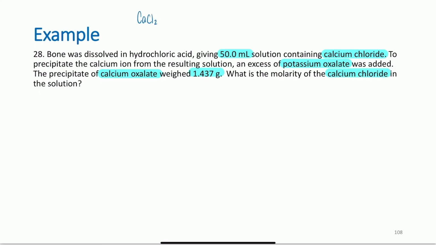So I formed calcium chloride solution from dissolving the bone in HCl. I reacted this with potassium oxalate, and this forms calcium oxalate, which is insoluble, and KCl, which is aqueous. Potassium and chloride are acting as spectators here. I want to know the molarity of calcium chloride.